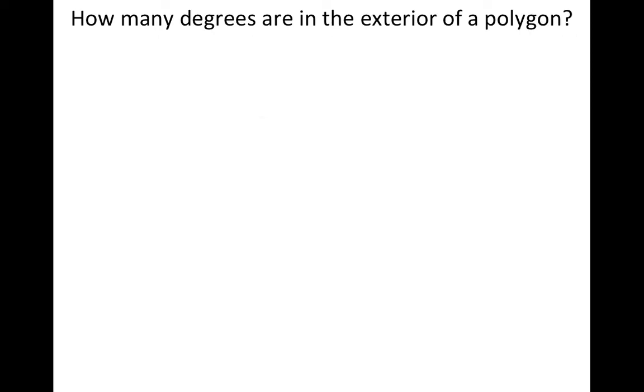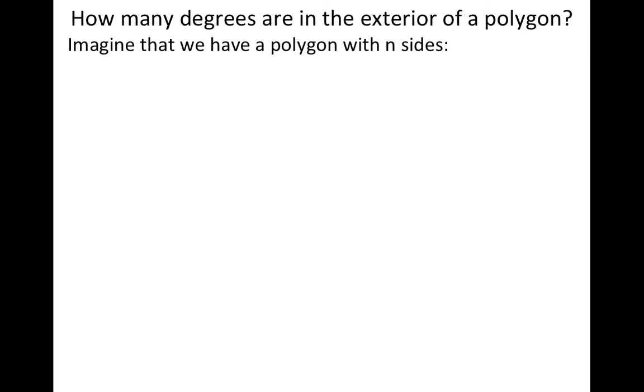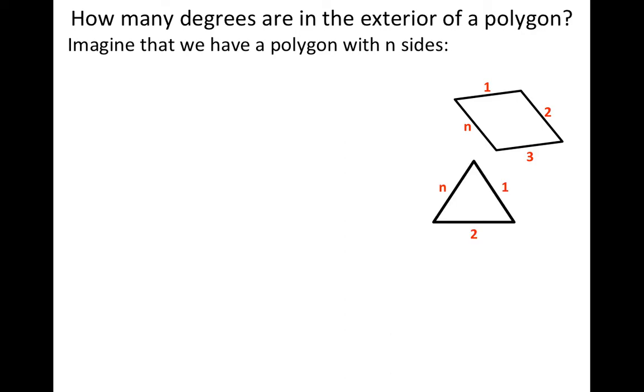Now the question is, how many degrees are in the exterior of a polygon? We've answered how many degrees are in the interior of a polygon. How about the exterior? Well, imagine we have a polygon with n sides. Here's an example. This one has 4 sides. We'll just call it n. Here's an example. It has 3 sides, but again, we'll just call it n. 1, 2, then n, however many it is.